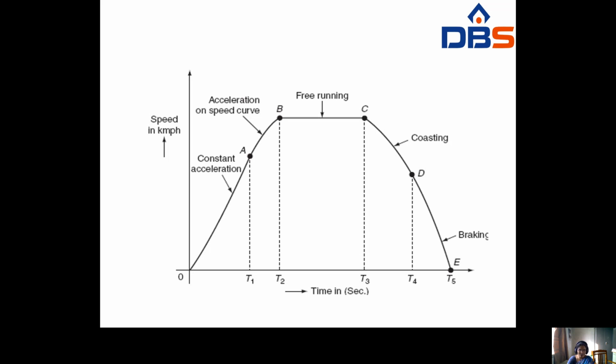The area under this total curve will give us how much distance the train has traveled. That is found by using the area under this curve. So in between 0 to T1, that period is called the constant acceleration period. In between T1 to T2, that period is called acceleration on speed curve. In between points B and C, that period is called free running period. In between points C and D, that period will be called the coasting period. And in between points D and E, that period will be called braking.